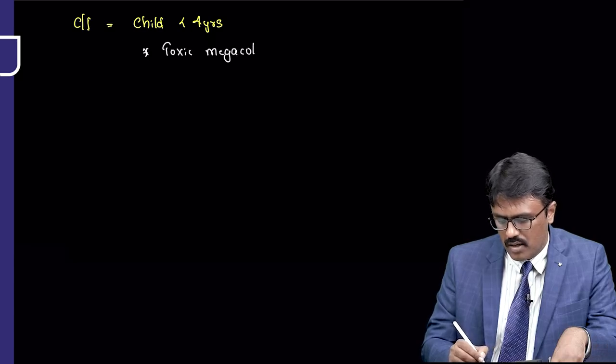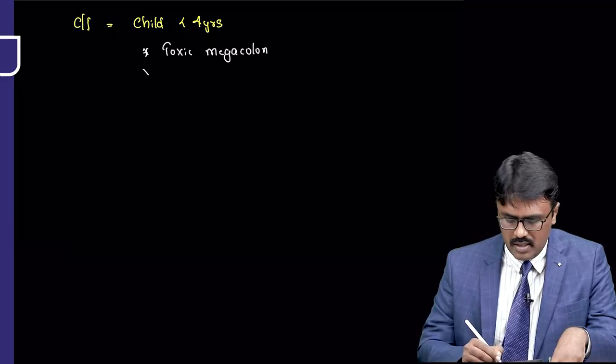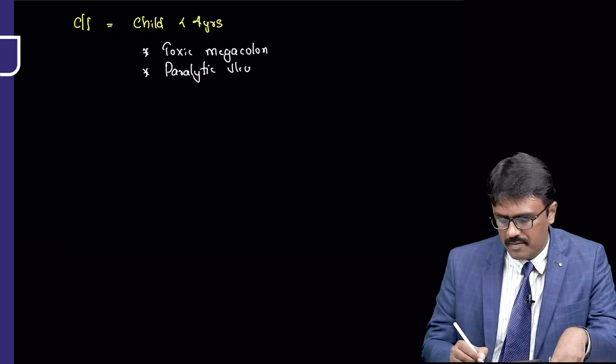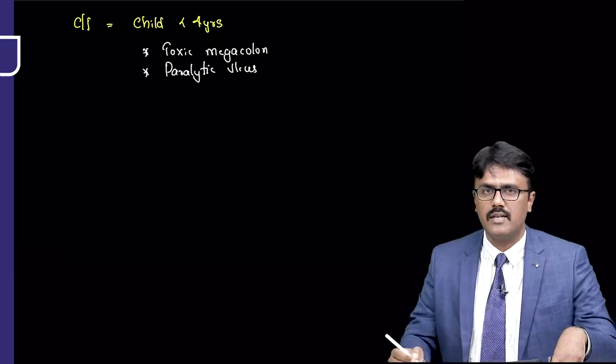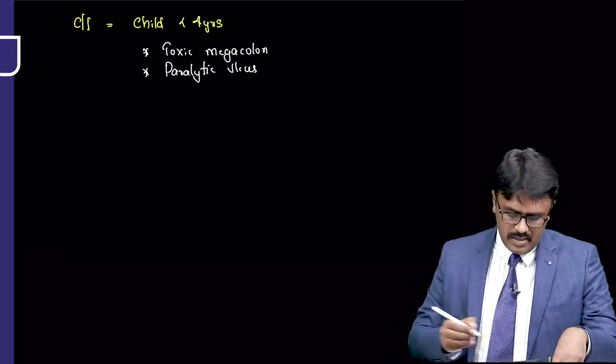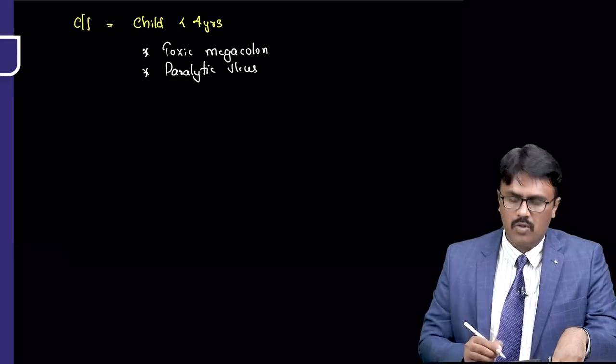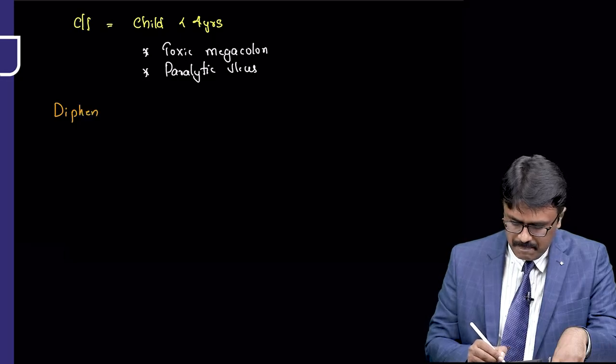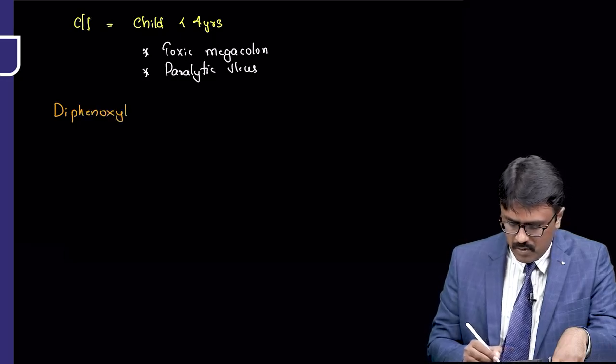Toxic megacolon in children less than 4 years, and it has also been shown to produce paralytic ileus. The reason is that it's a decreaser of intestinal motility. Similar to that, we have one more opioid, called diphenoxylate. Everything is the same as loperamide.